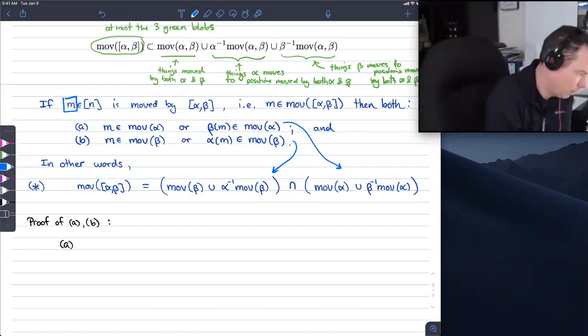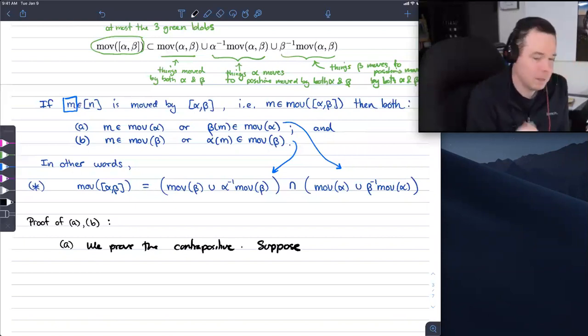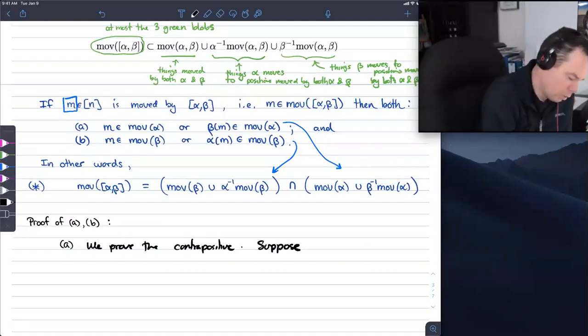And so let's go ahead and prove A and B. So we're going to prove A first. And what we're going to do is prove the contrapositive. So in other words, we're going to suppose the negation of the result. So suppose M is not in the move set of alpha, and that beta of M is not in the move set of alpha.